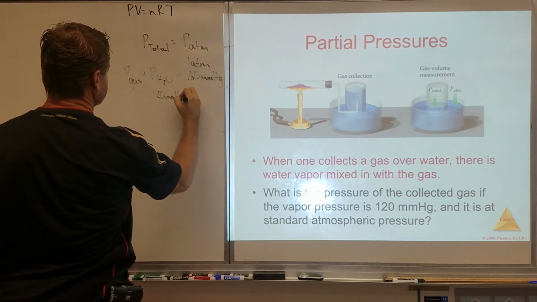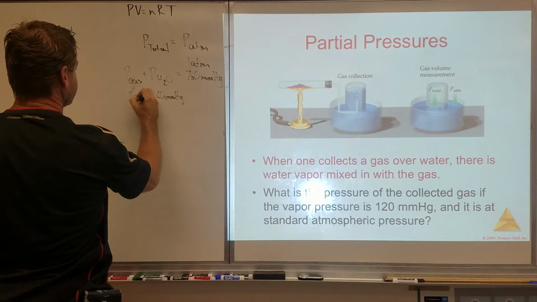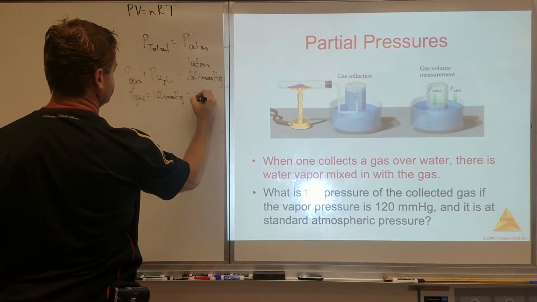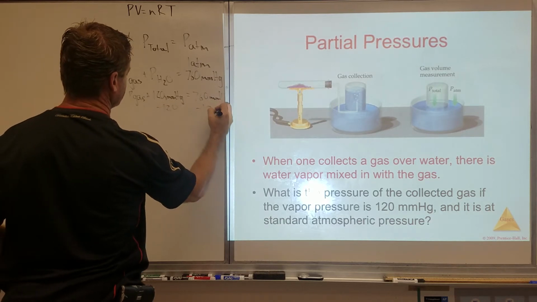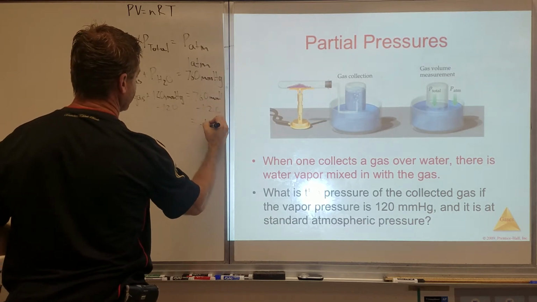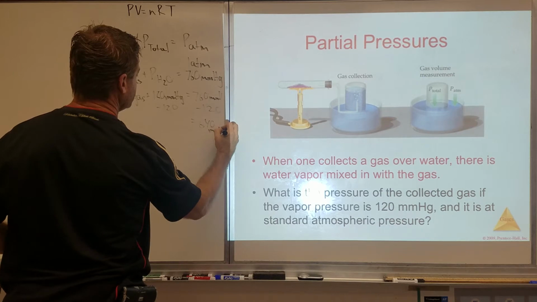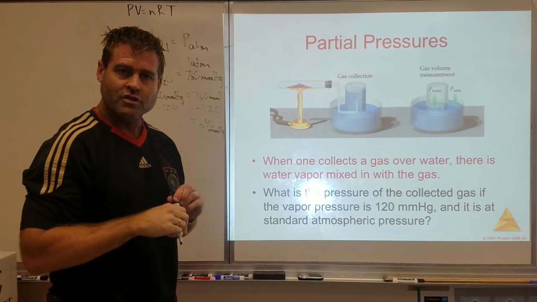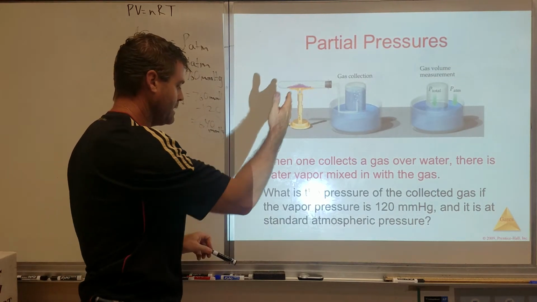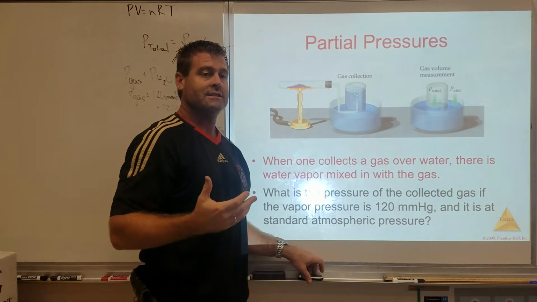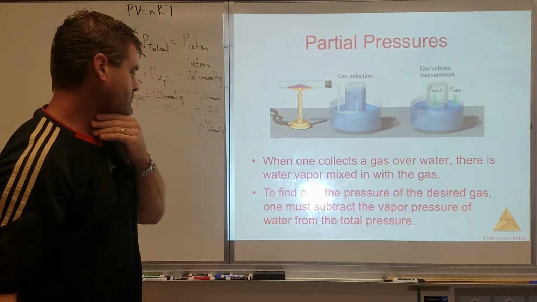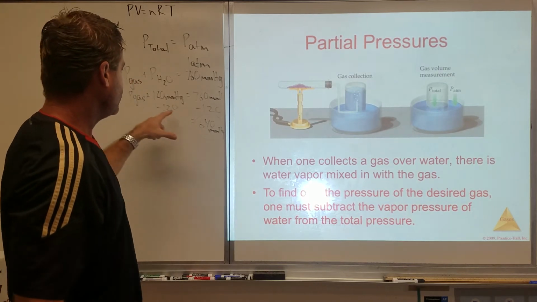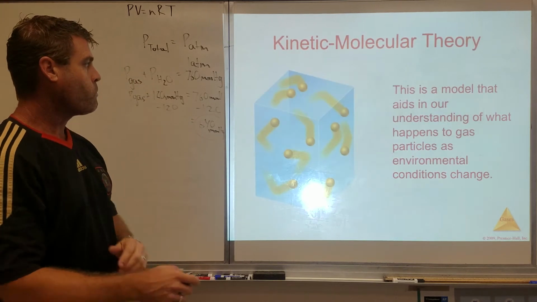So if I wanted to get the pressure of the gas, what would I do? You guys got it? You just subtract 120, right? So what's the pressure of the gas? 640 millimeters of mercury. You guys see, this is an application of Dalton's law of partial pressure. You just add up all the individual gases that make up your mixture. All right? So that's what it's saying. It's saying you just subtract.